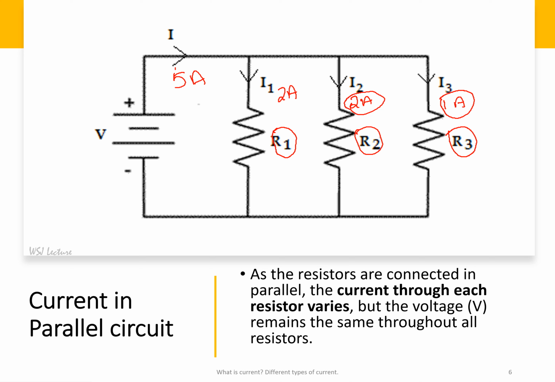If we add the branch currents I1, I2 and I3, we get the total current. So it is 2 amps plus 2 amps plus 1 amp, which gives 5 amps.